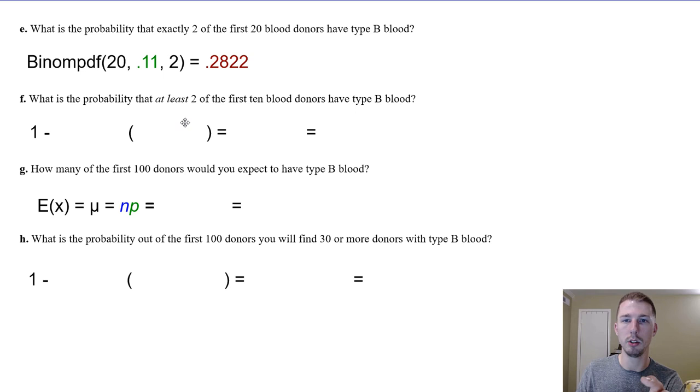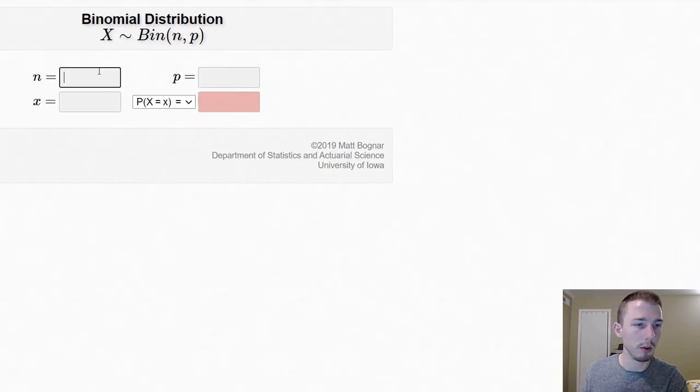So at least 2 is 2 or more. Our CDF always measures from the left, so the only way to do that is to find the probability of 0 or 1. So the CDF measures up to 1 and we subtract that from 1. That'll give us everything that's left over. Let me show you that real quick so you can see what I'm doing. So that's why it's nice to be able to put this in here as well.